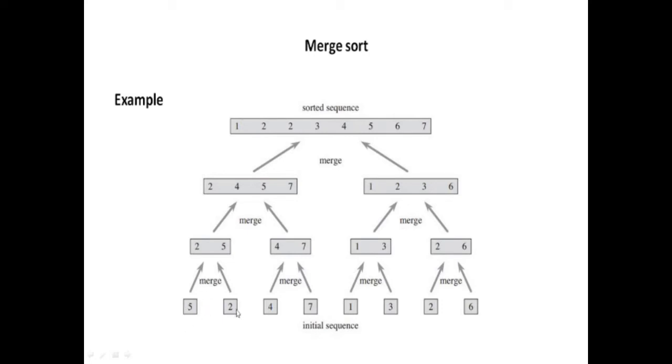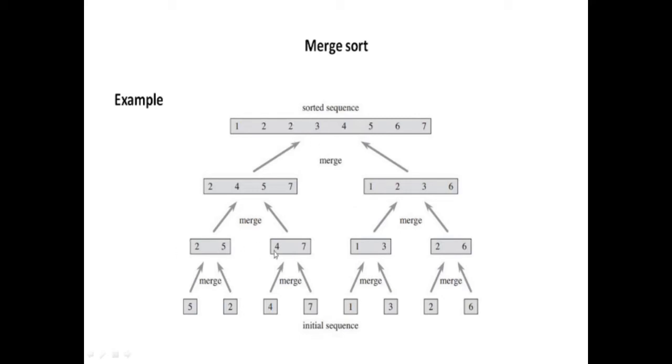Now 5 and 2 will be compared, which is smaller? 2 obviously, 2 is taken here and 5 is here. 4 and 7, 4 is smaller, 1 is smaller here and here 2 is smaller. So in this way we have gotten 4 lists. Now we have to merge again. We have merged this into 4 lists, and again these 4 lists are to be merged into 2 lists, and these 2 lists are going to be merged into 1 list, and we'll finally get the sorted list.